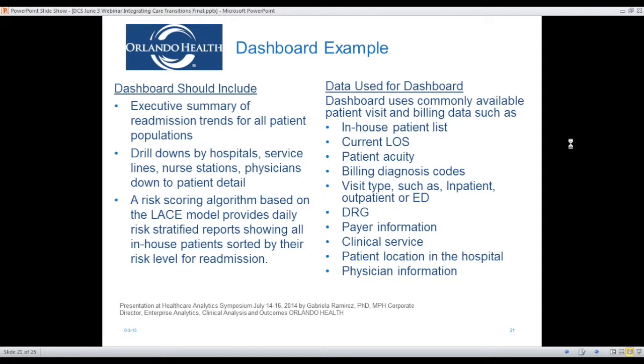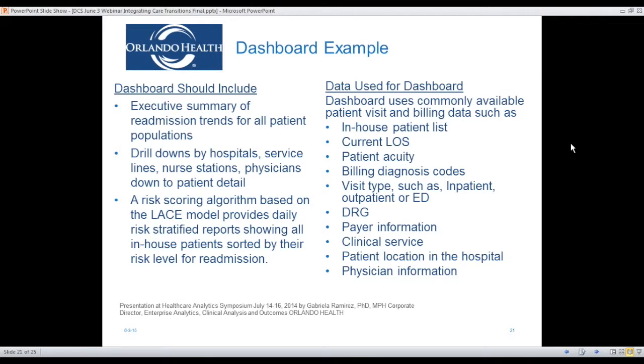A recent presentation by the corporate director of enterprise analytics at Orlando Health in Orlando, Florida, a multi-hospital chain in the Orlando area, took a hard look at what they needed for dashboards. And they said first the dashboard had to include 3 areas. Executive summary, a high level that allowed the high level people in their health delivery organization to see broad trends for all of their patient populations.